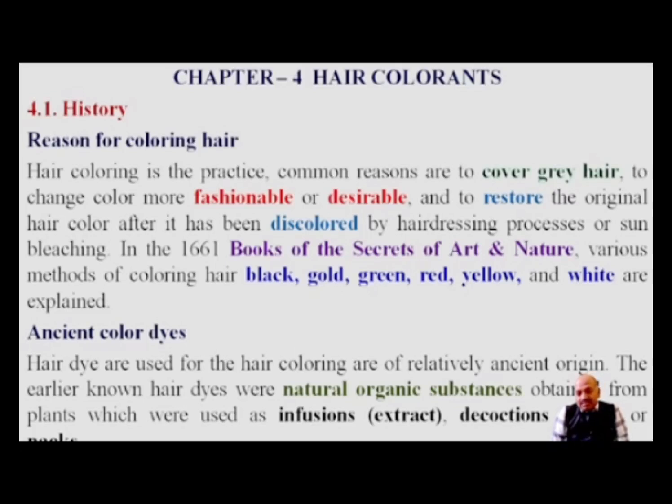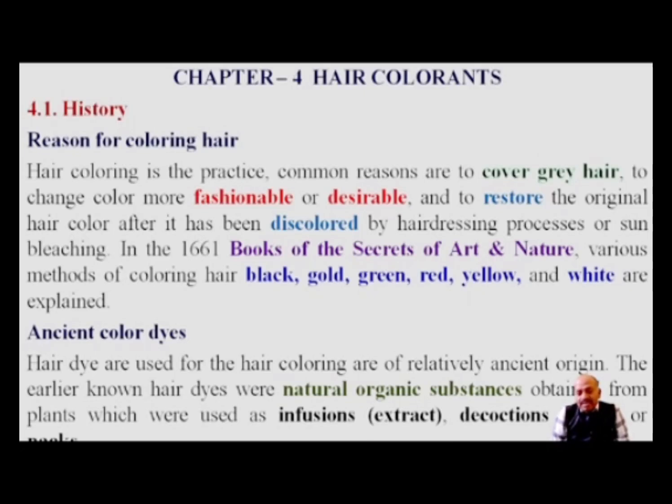Ancient color dyes. If you see the ancient history, hair dyes used for hair coloring are of natural or relatively ancient origin. The earliest known hair dyes were natural organic substances obtained from plants, which were used as infusions, decoctions, or packs. So natural organic substances were used anciently to make the color for the hair, probably using infusions, meaning extracts.